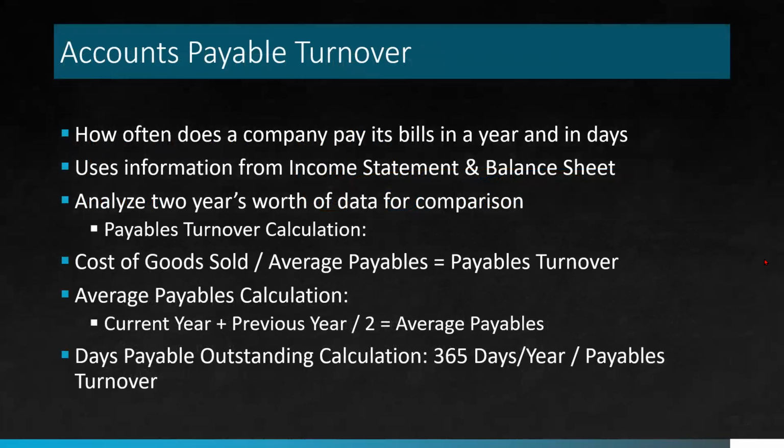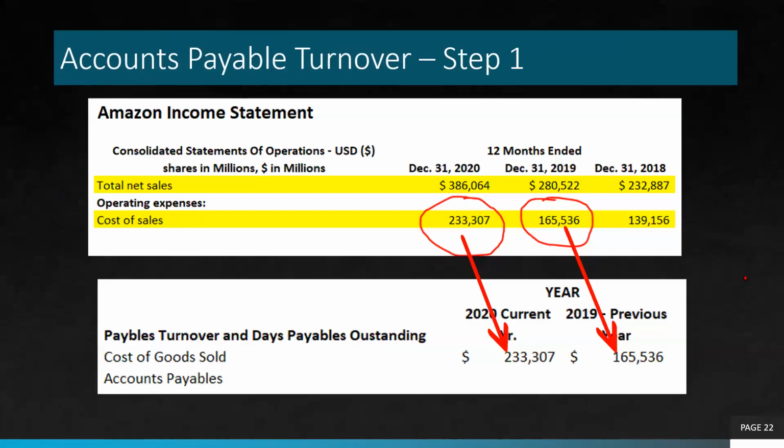Accounts payable turnover is how often a company pays its bills in a year and in days. Income statement is used, balance sheet is used, 2 years worth of data from the income statement, 3 years worth of data from the balance sheet. So from the Amazon income statement, the calculation is cost of goods sold divided by accounts payable. I'm going to grab cost of goods sold, and I'm going to put that number down here, and I'm going to take the 2019 number of cost of goods sold and put that down here.